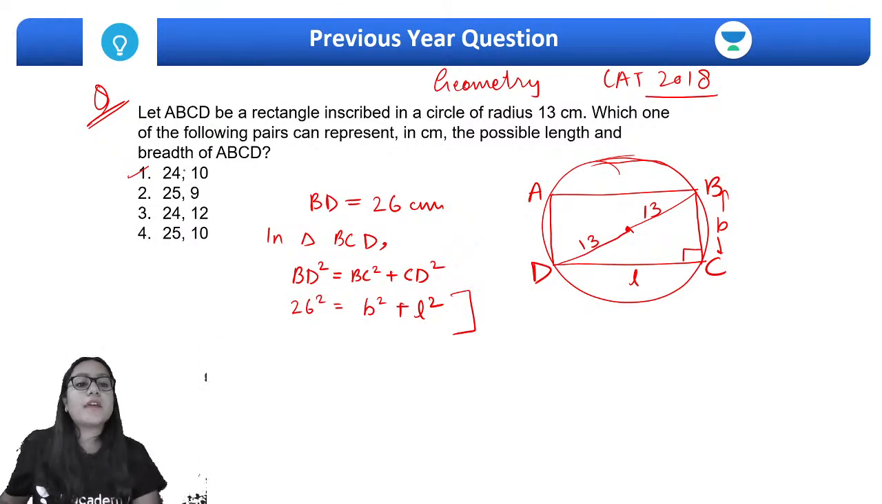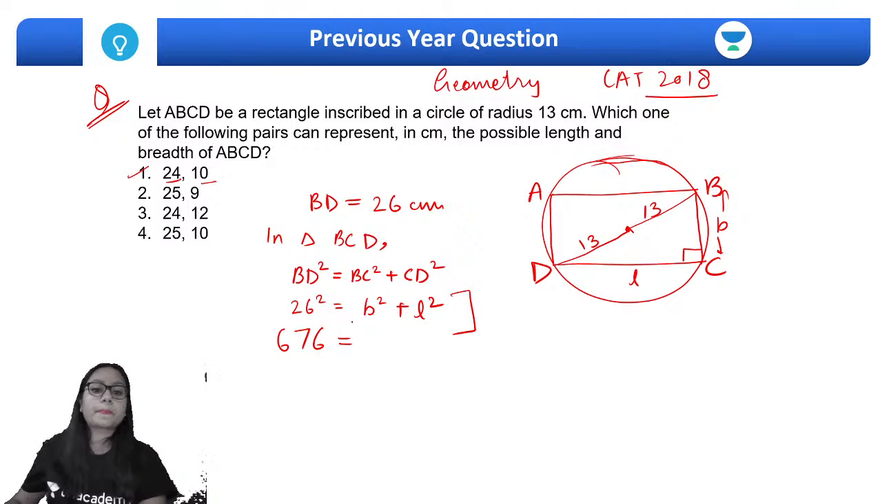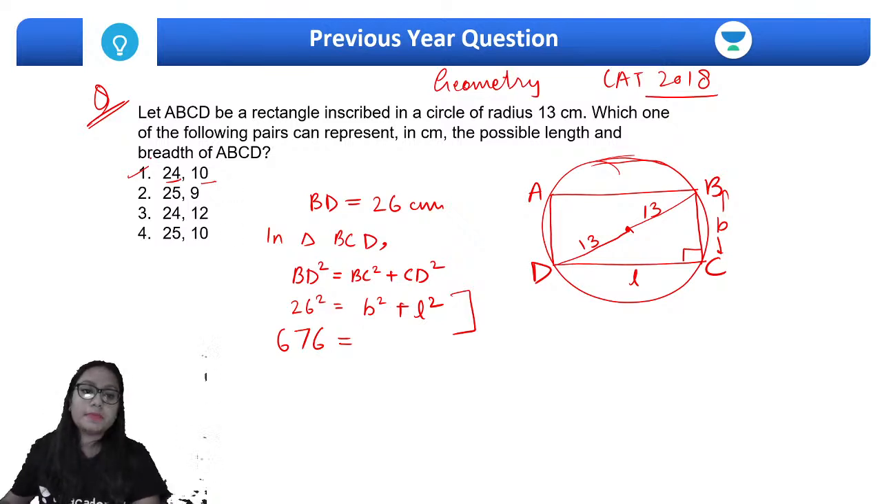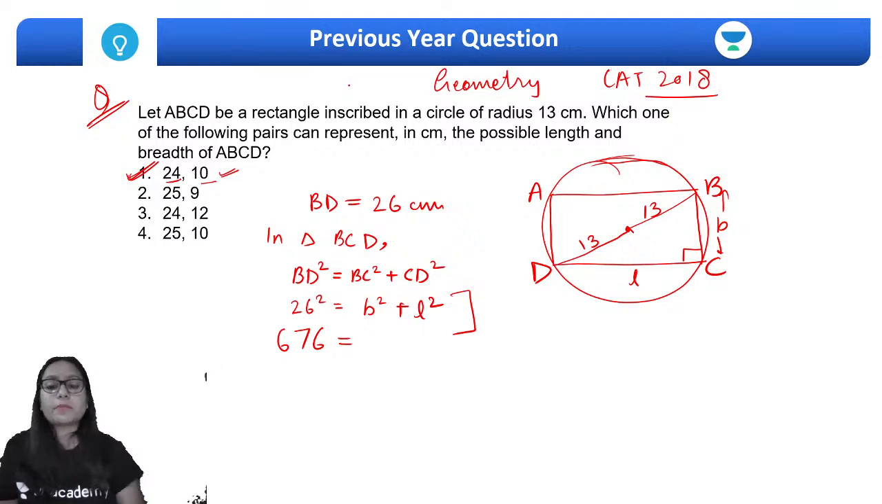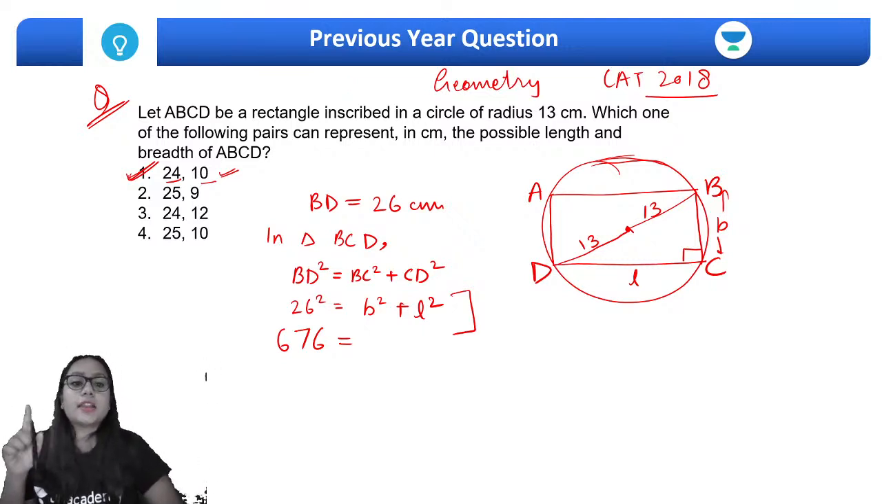If I take 24 and 10, 26 square is actually 676. Yes, 24 square is 576 plus 100. It means the first option is correct. So option A is the correct answer. Now since this question is from CAT and there is only one possible correct answer, there is no need to check the remaining options. I hope this question is clear to everyone.